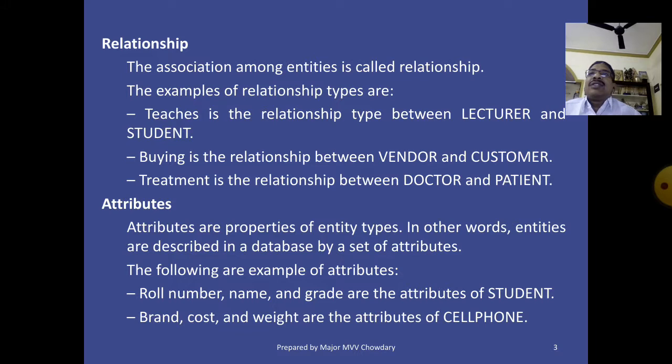For example, there is a relationship between customers and agents that may be described as: an agent can serve many customers and each customer may be served by one agent. That is a relationship.